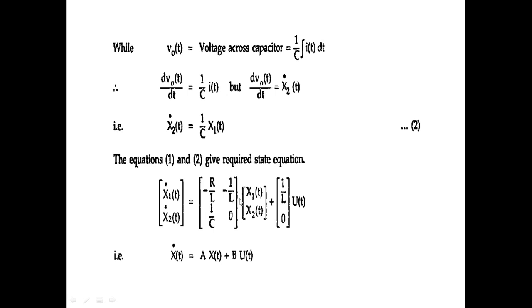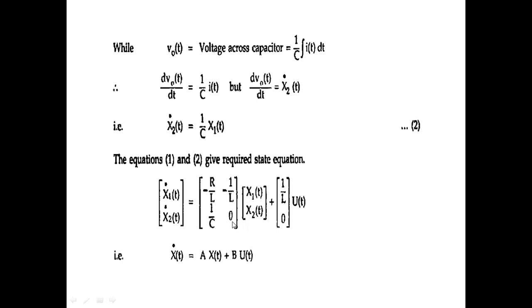So what about the second row? We have only a coefficient of x1 of t, we don't have a coefficient of x2 of t. So we can rewrite this as 1 by C into x1 of t plus 0 into x2 of t. Both are the same, right? So 1 by C, and the coefficient of x2 of t is 0. So this is matrix A, an n cross n matrix.